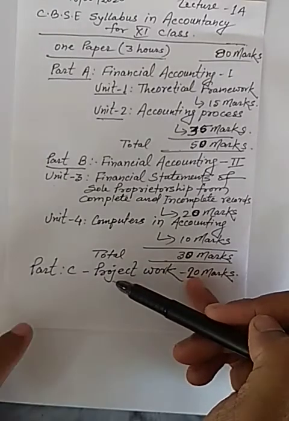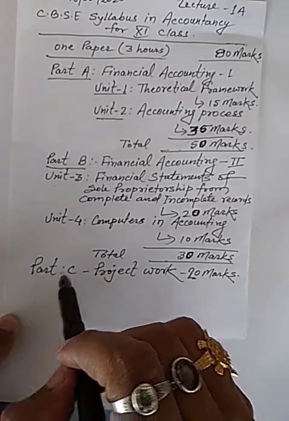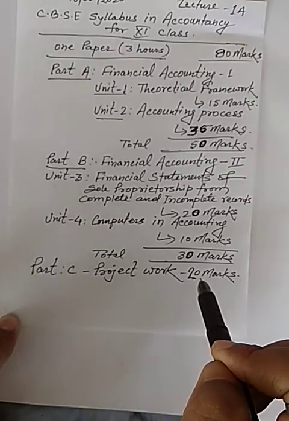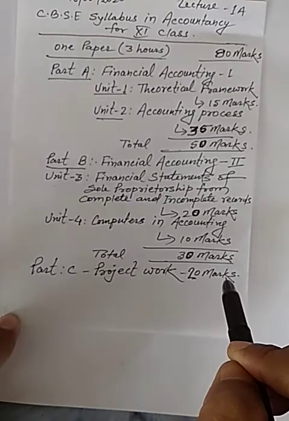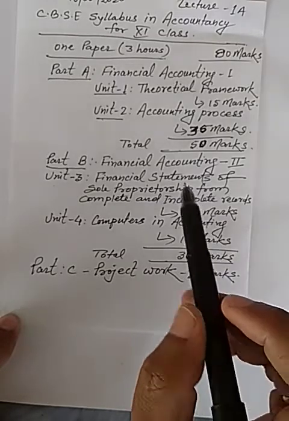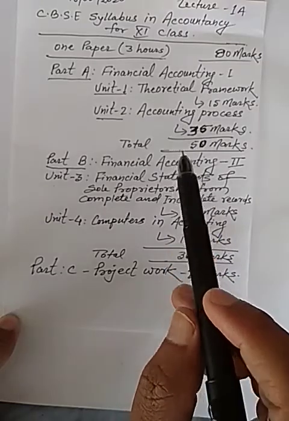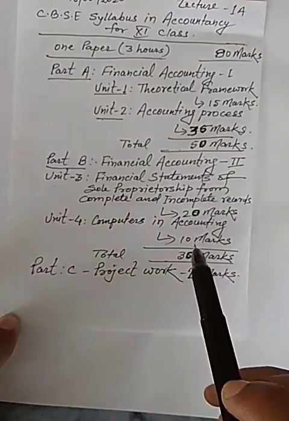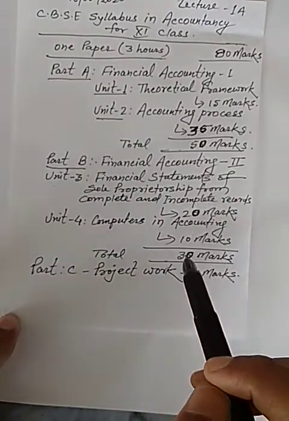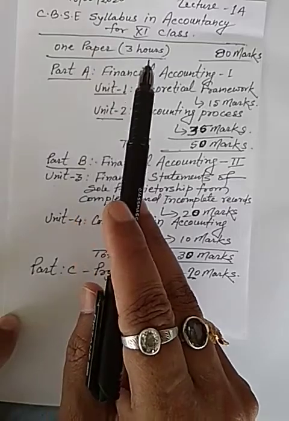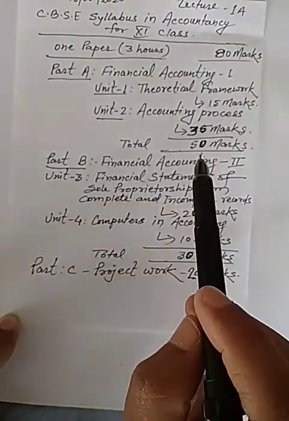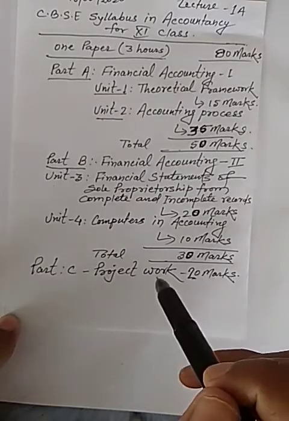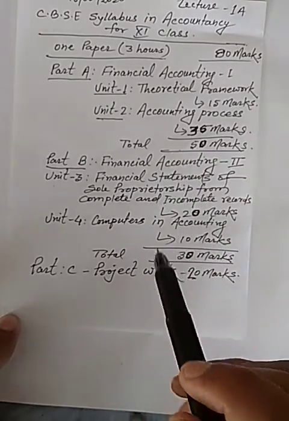And Part C will be for project work. It will bring 20 marks. Hence we can say the theory paper will be for 3 hours, 80 marks, 50 plus 30, and the project will be for 20 marks. So the total will be 100 marks.